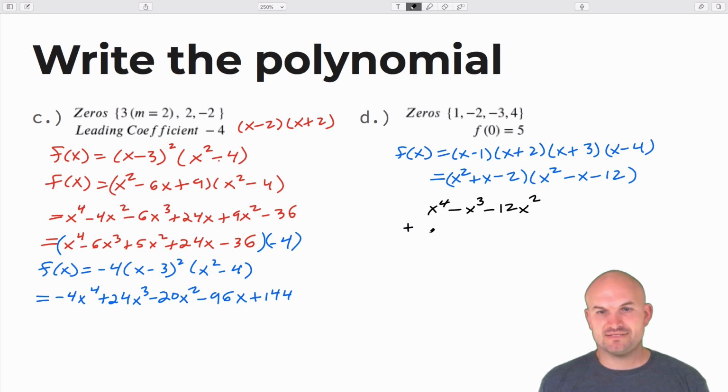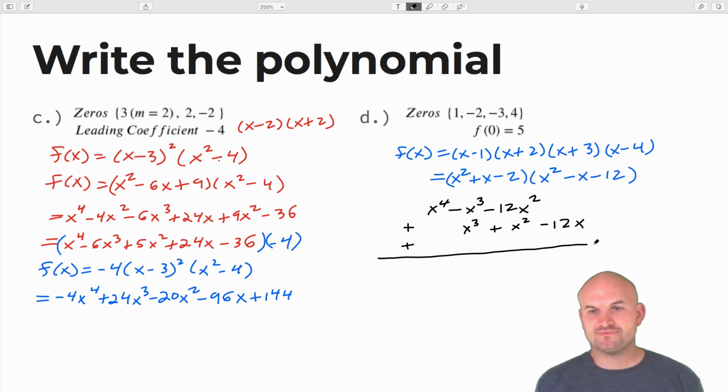Then I'm going to add that to the next row, to the next derivative. So x times x squared is going to be a positive x cubed. X times negative x is a positive x squared. And x times negative 12 is going to be a negative 12x. And then you're going to add that again to my final result here, which is negative 2. So negative 2 times x squared is a negative 2x squared. Negative 2 times negative x is going to be a positive 2x. And negative 2 times negative 12 is going to be a positive 24.